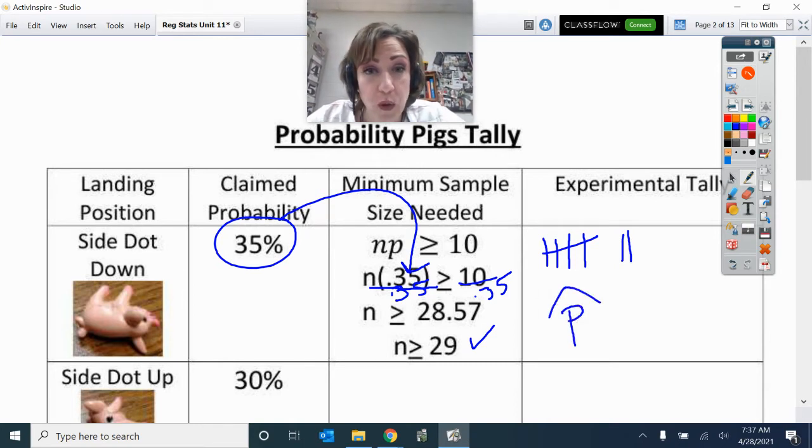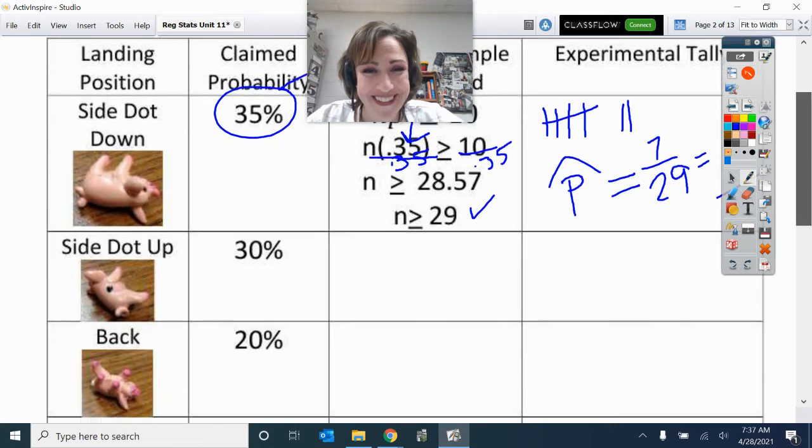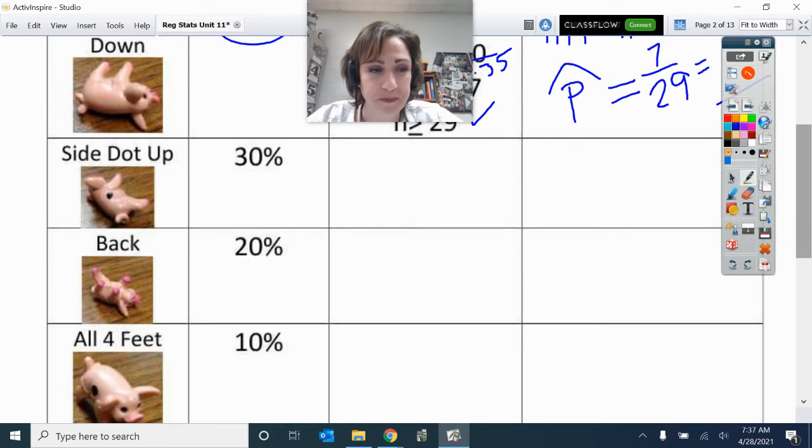Once you finish, however many tallies you get, you're going to state what your sample proportion was. If I had run this 29 drops of the pig, then here I would have gotten 7 out of 29 as my proportion, and then I would figure out what that is as a decimal, because in a minute we're going to run a test. All right, so you're going to do that then for these other pieces.